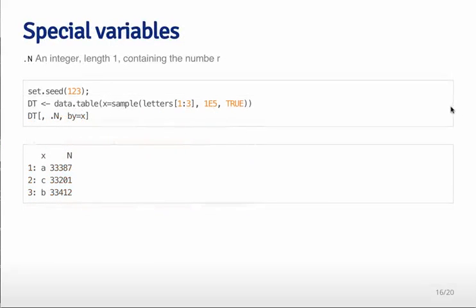There are some special variables in data table that allow you to do some things really fast. So one is .N. It's an integer, length 1, and it's containing the number of times that a particular group appears.